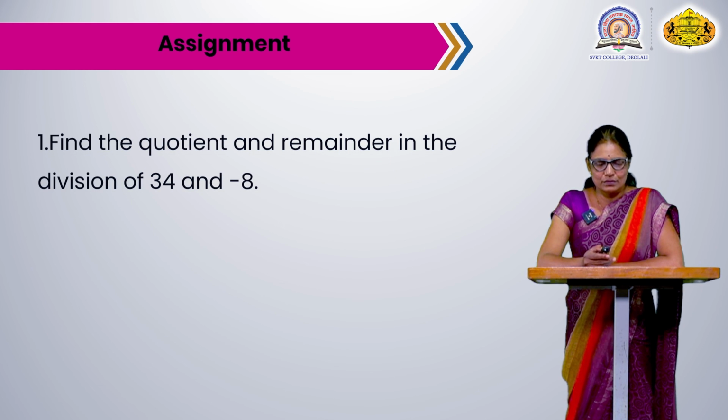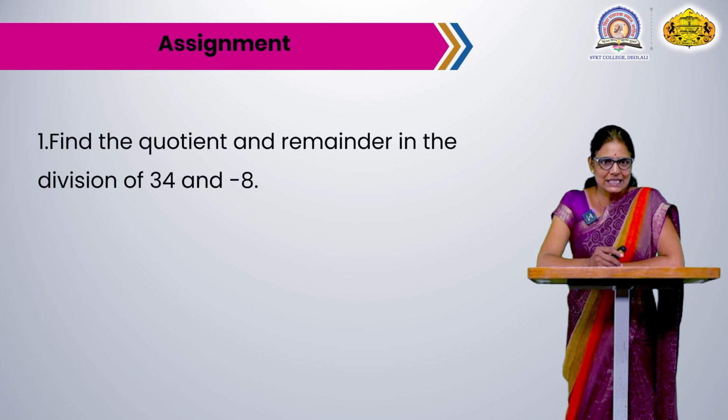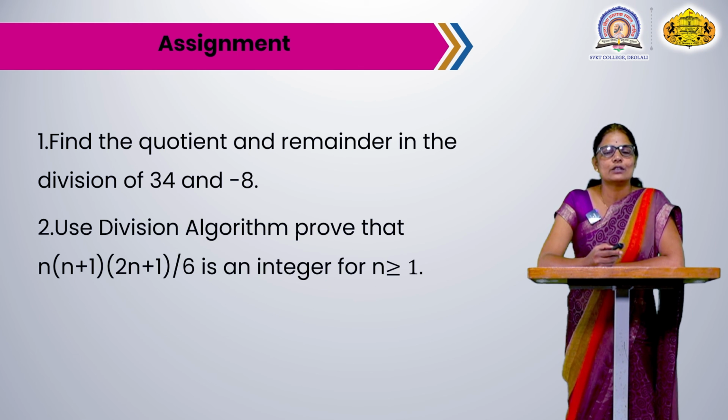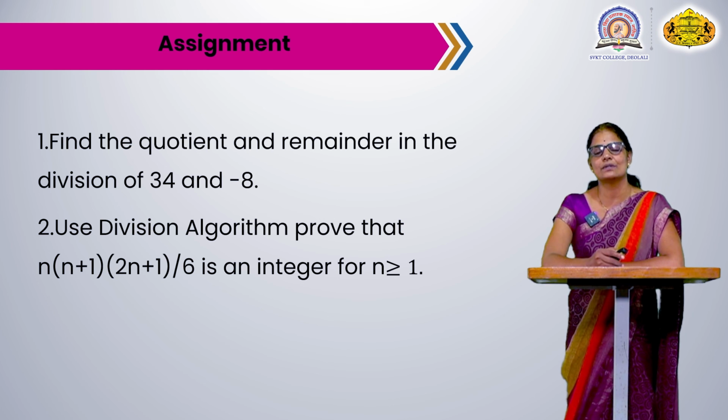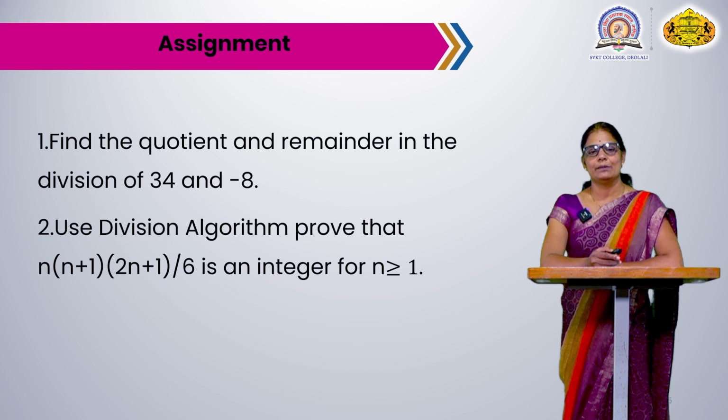So apply the division algorithm to find the quotient and remainder for the division of 34 and minus 8. Do this at home. This is also one of the examples. Use division algorithm to prove that n into n plus 1 into twice n plus 1 by 6 is an integer for n greater than or equal to 1.